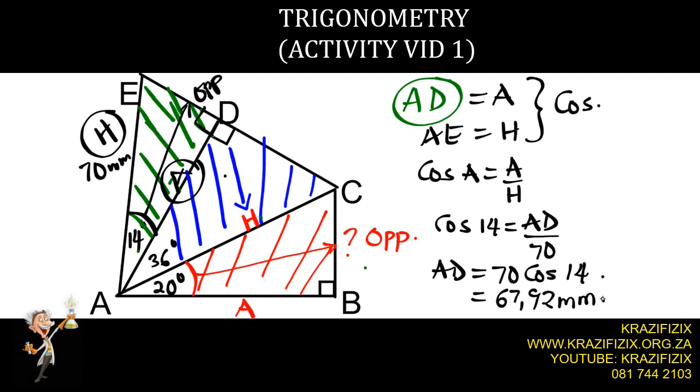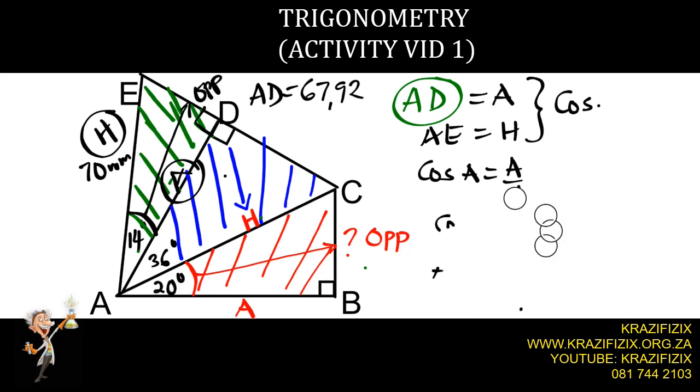I have my AD. Now, since AD is part of the blue triangle, it can assist me in calculating AC. I hope you've taken that step down, because I want to create space without moving this image. You can pause the video and quickly take that note down. Okay, so I have my AD. I'm just going to put my value here, 67.92.